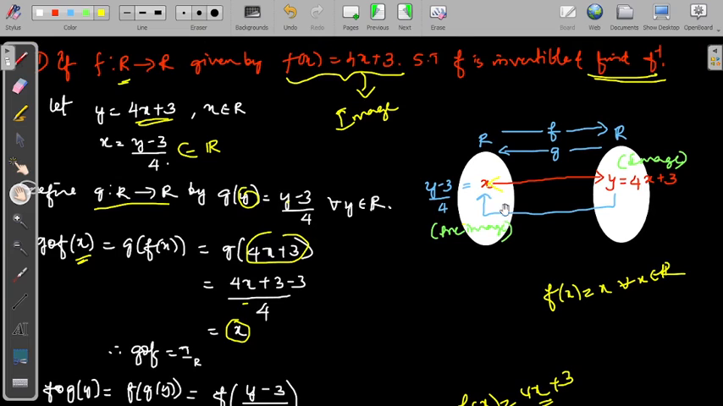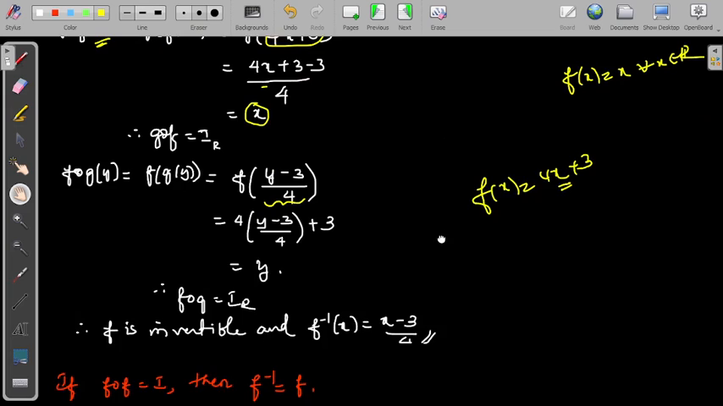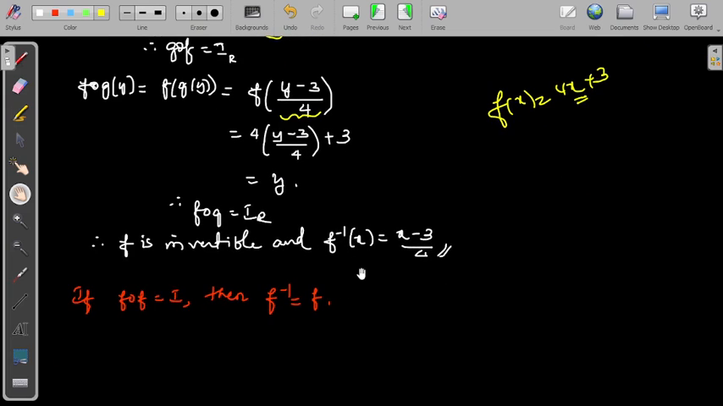So always remember the inverse of the given function is always its pre-image. How the pre-image looks, that you have to find out. That gives you the inverse of the given function. So here we got f inverse of x is equal to x minus 3 divided by 4. And one more property is that if you get f composite f equal to identity, a function's composition with itself giving you identity, then f inverse is equal to f. Means f is the inverse of itself.